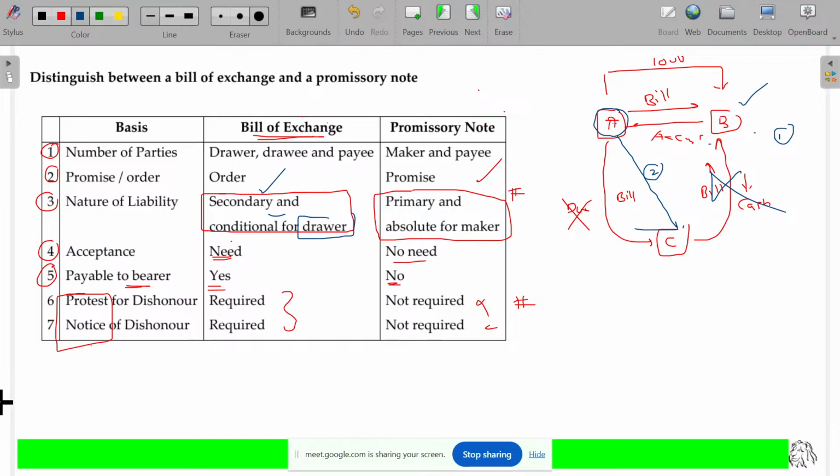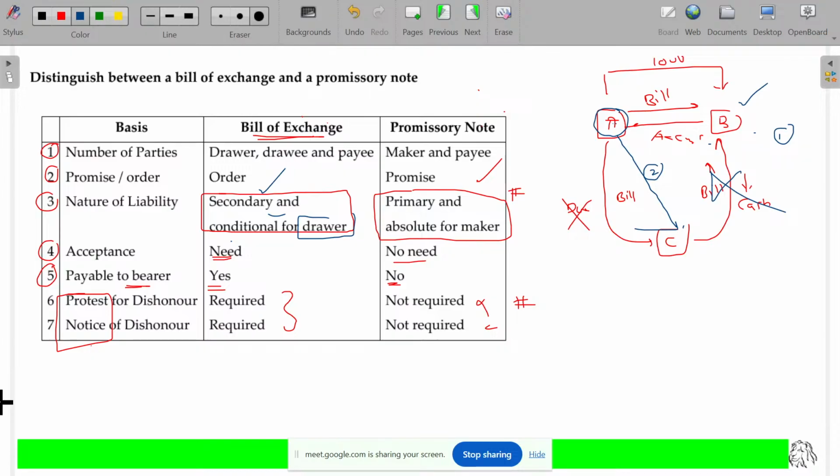Hope now you will be able to understand the nature of liability. In case of nature of liability, in promissory note, maker is the sole responsible person, primary. In case of bill of exchange, the drawee is the first person responsible. If he fails, automatically what happens? The drawer's responsibility will come. His responsibility will be the second. That's why it is called secondary and conditional.